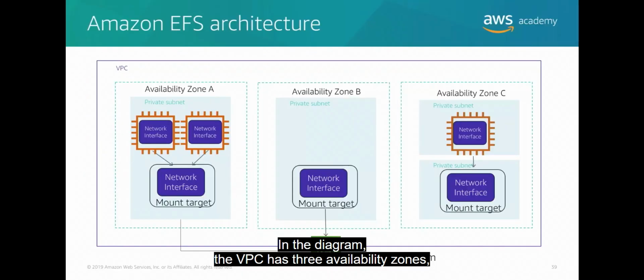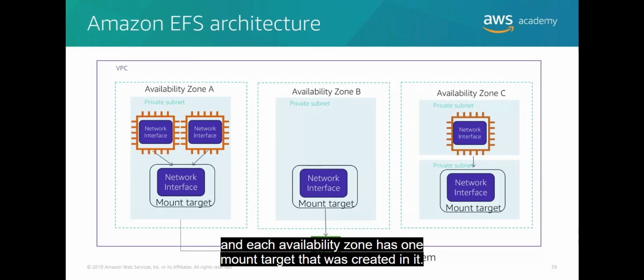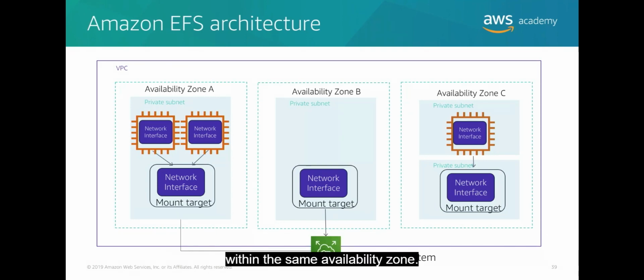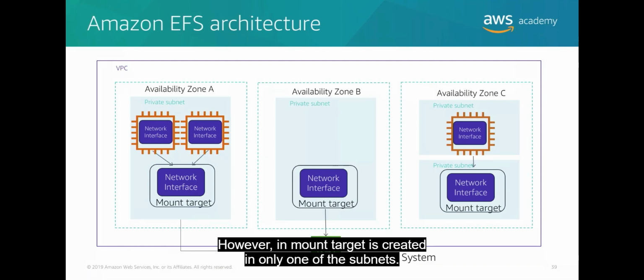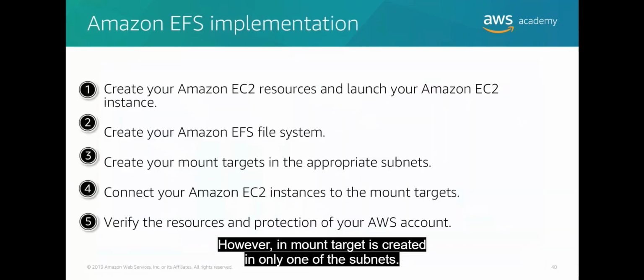In the diagram, the VPC has 3 availability zones, and each availability zone has one mount target that was created in it. We recommend that you access the file system from a mount target within the same availability zone. One of the availability zones has 2 subnets. However, a mount target is created in only one of the subnets.